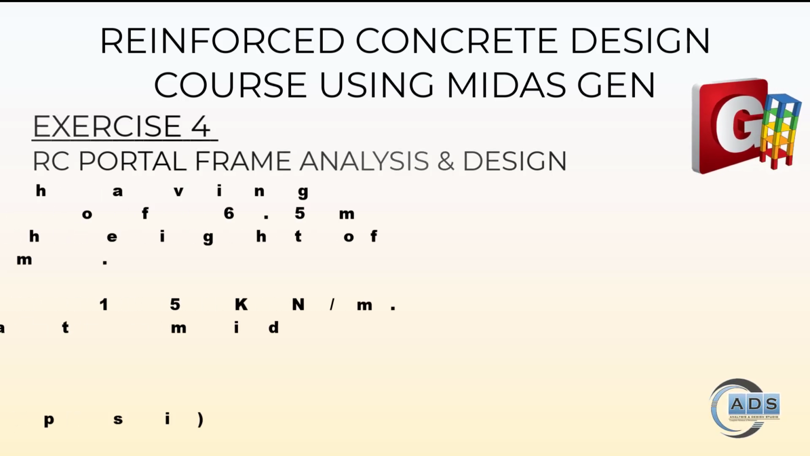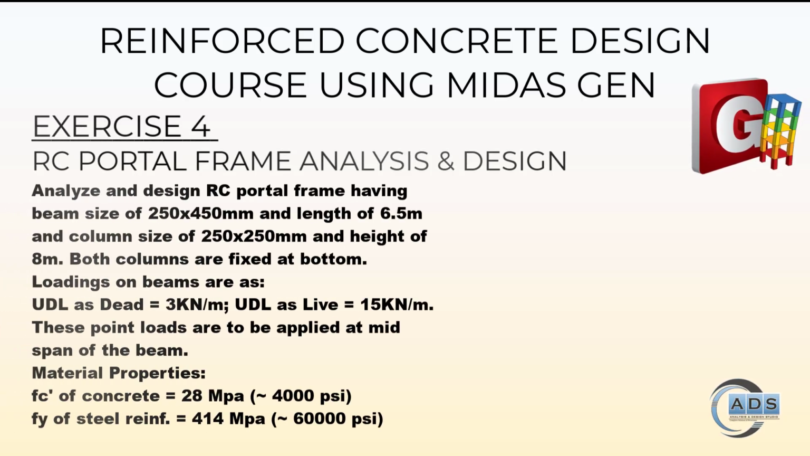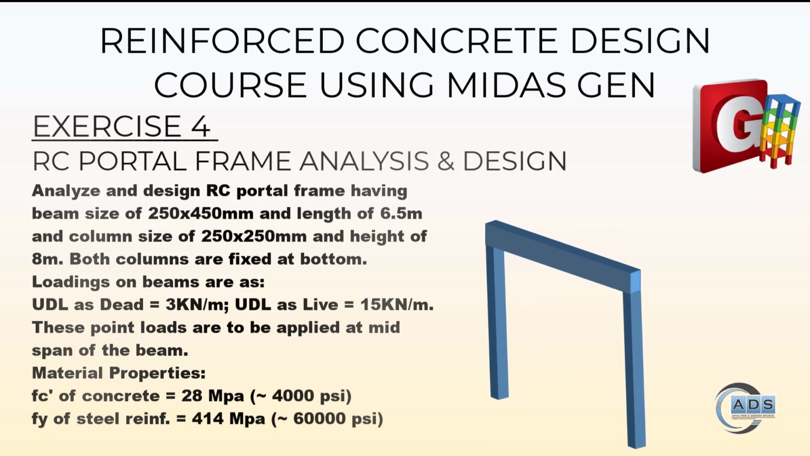The problem statement says, analyze and design a reinforced concrete portal frame having beam size of 250 by 450 mm and length of 6.5 meter and column size of 250 by 250 mm and height of 8 meter. Both columns are fixed at bottom. Loadings are on beam as follows.